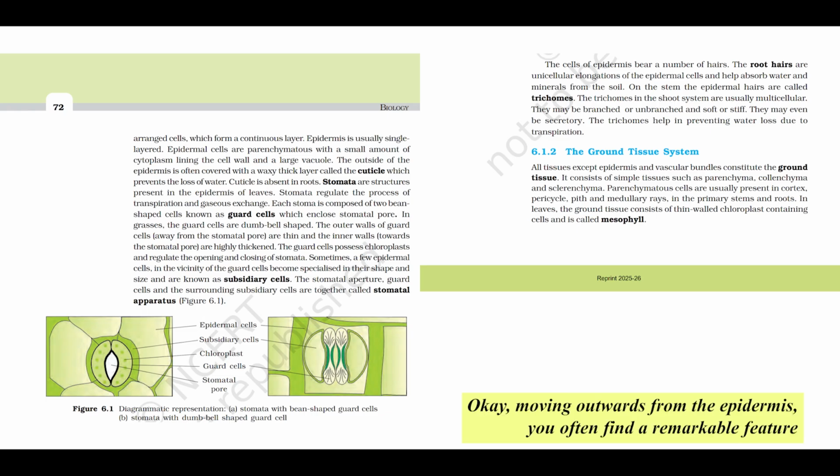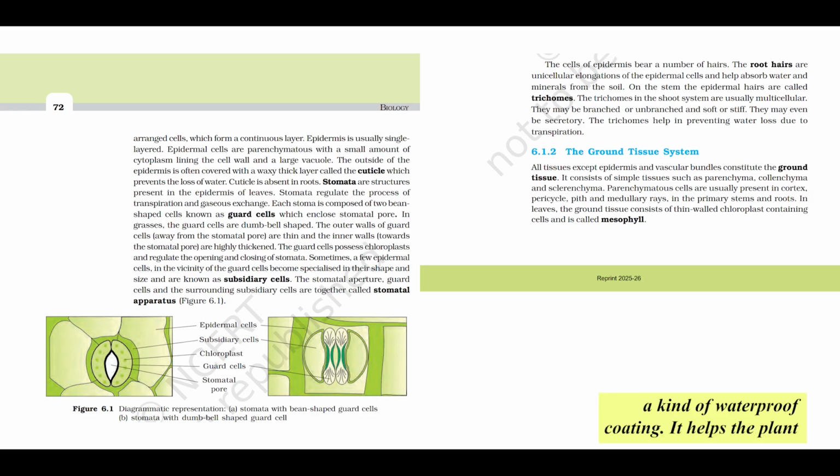Okay, moving outwards from the epidermis, you often find a remarkable feature covering its outer surface, a waxy, often thick layer known as the cuticle. This cuticle serves a vital primary function. It significantly reduces water loss from the plant through transpiration. Remember, transpiration is the process where water vapor escapes from the plant, mainly through its leaves, into the atmosphere. So this waxy layer acts like a natural sealant, a kind of waterproof coating. It helps the plant conserve its precious water. And that's especially critical in, say, arid or hot environments where water is obviously a limiting factor.